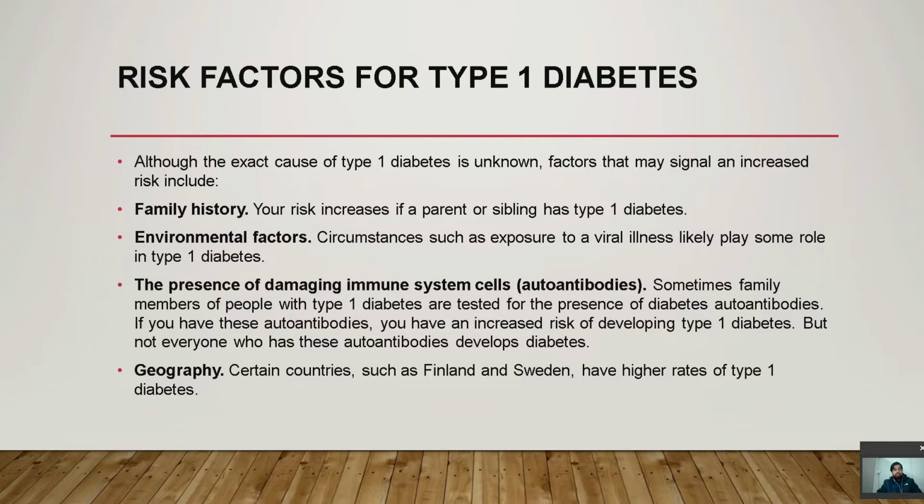Another one is the presence of damaging immune system cells. Sometimes family members of people with type 1 diabetes are tested for the presence of diabetes autoantibodies. If you have these autoantibodies, you have an increased risk of developing type 1 diabetes, but not everyone who has these autoantibodies develops diabetes.